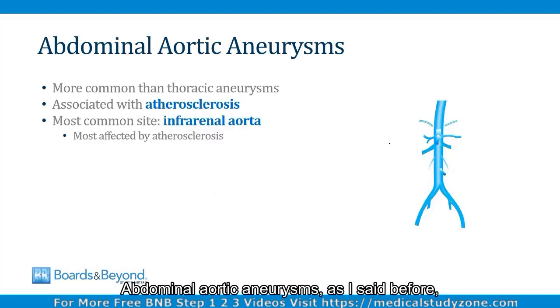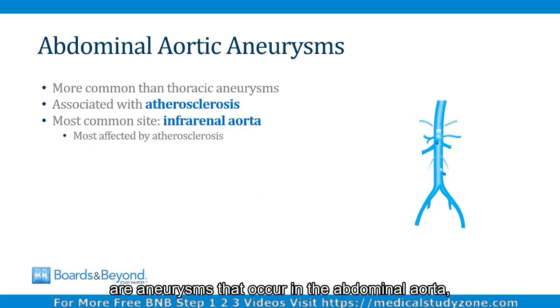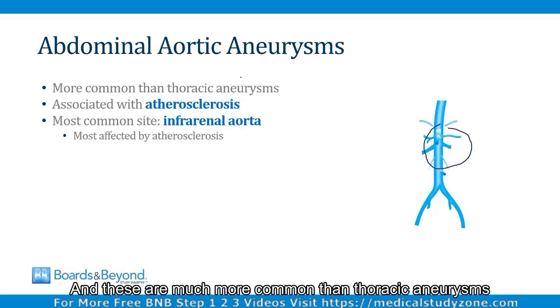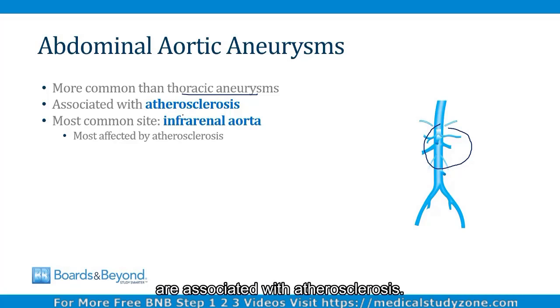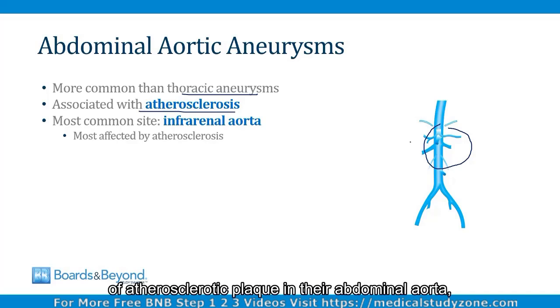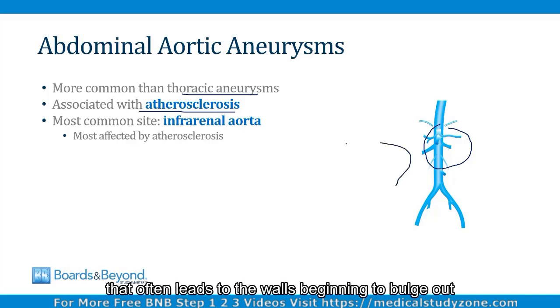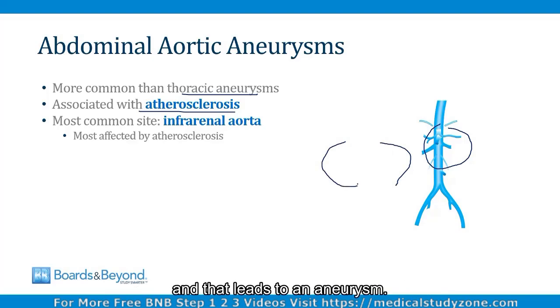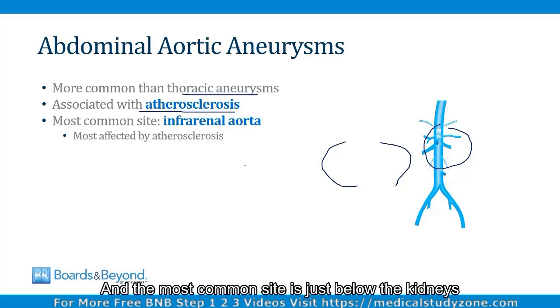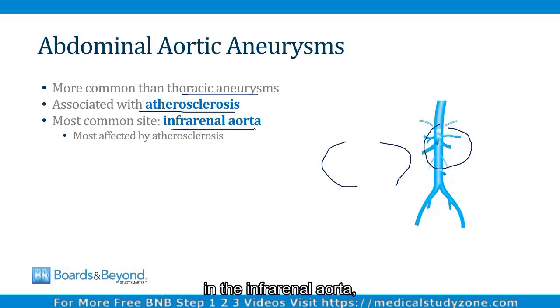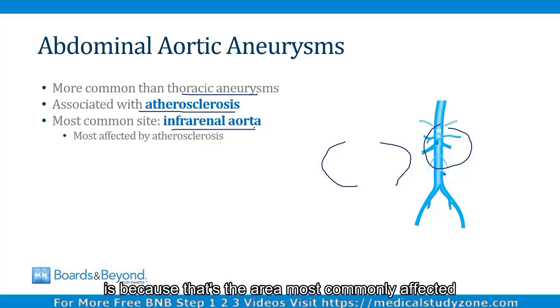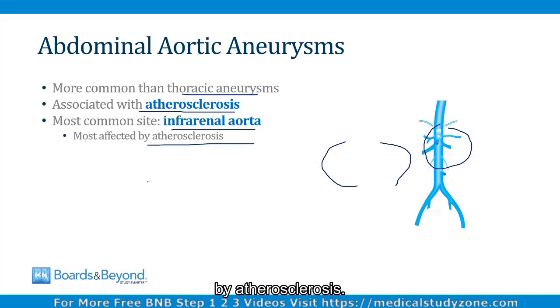Abdominal aortic aneurysms, as I said before, are aneurysms that occur in the abdominal aorta near the level of the kidneys, and these are much more common than thoracic aneurysms. And most abdominal aortic aneurysms are associated with atherosclerosis. You can basically think of them as a complication of vascular disease. When patients get a significant amount of atherosclerotic plaque in their abdominal aorta, that often leads to the walls beginning to bulge out because the plaque weakens the walls, and that leads to an aneurysm. And the most common site is just below the kidneys in the infrarenal aorta, and the reason this is the most common site is because that's the area most commonly affected by atherosclerosis.